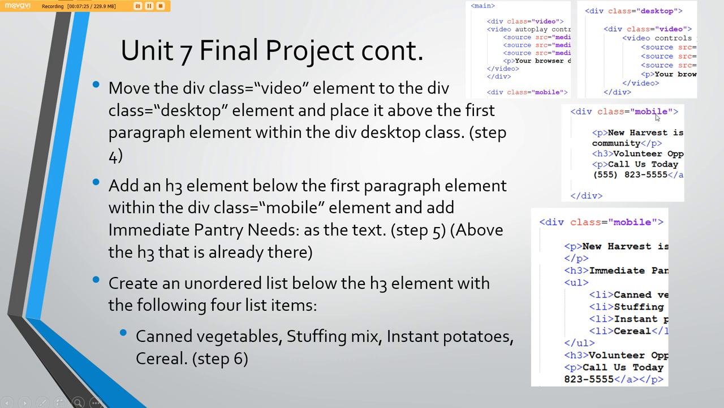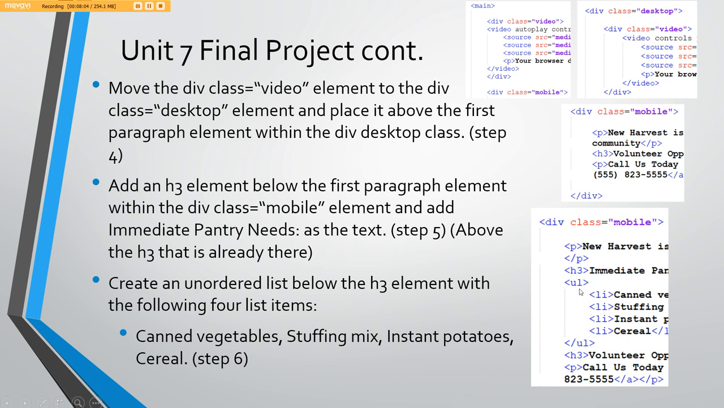So this is div class mobile, and you're going to add an H3 element below the first paragraph. The first paragraph is "This new harvest is...". Right under that paragraph, you have "Immediate pantry needs" as the text for the H3. And then you're going to create an unordered list.